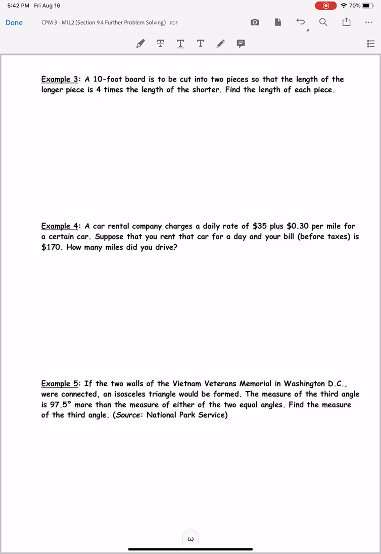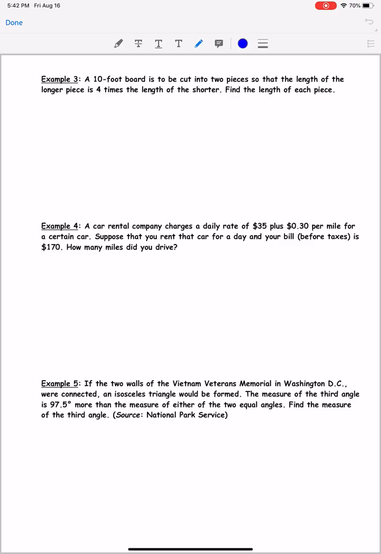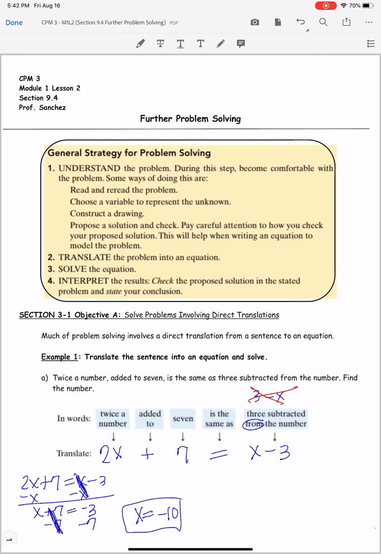Now, as much as you might not have liked that first one, that one was one of the easiest ones because it already had all of the picture of the hard part for us. So example 3 doesn't. Example 3 says a 10-foot board is to be cut into 2 pieces so that the length of the longer piece is 4 times the length of the shorter. So find the length of each piece. So I didn't actually say this on that first page. I'm going to go over here. On that first page, it also says in that understand, to help us understand, you can construct a drawing.